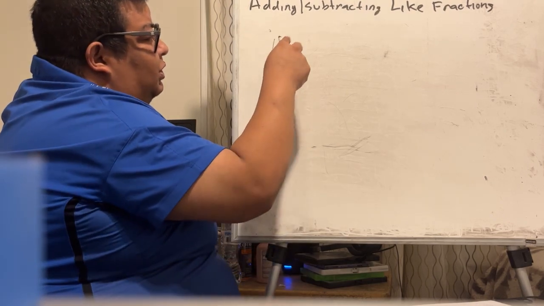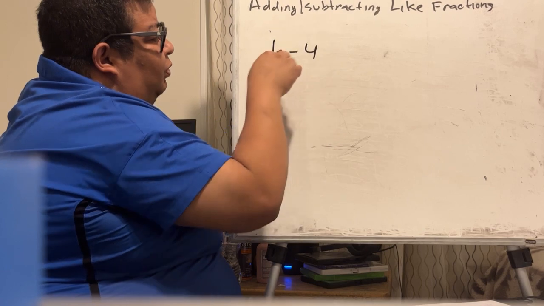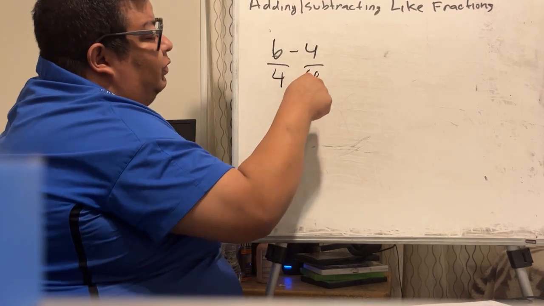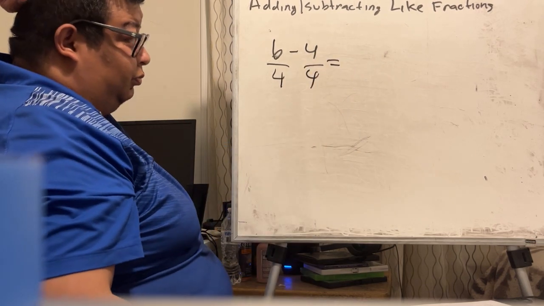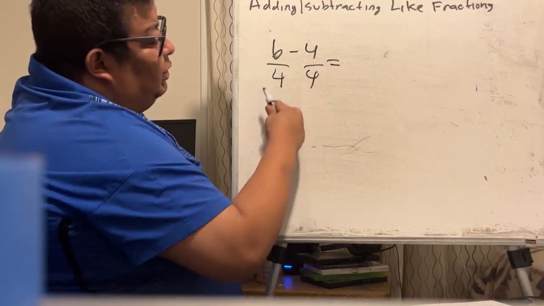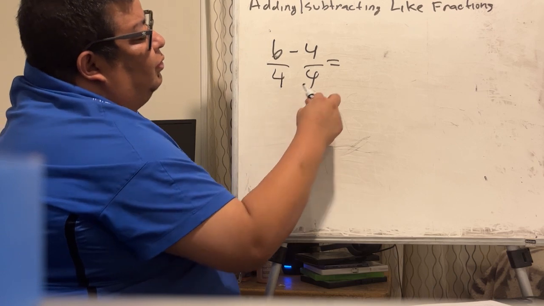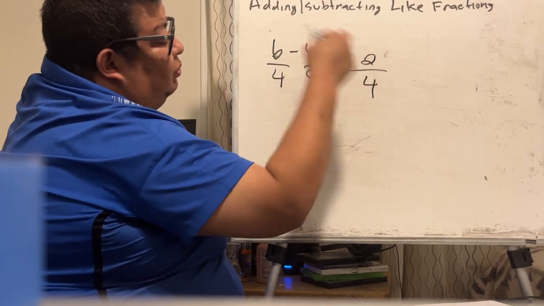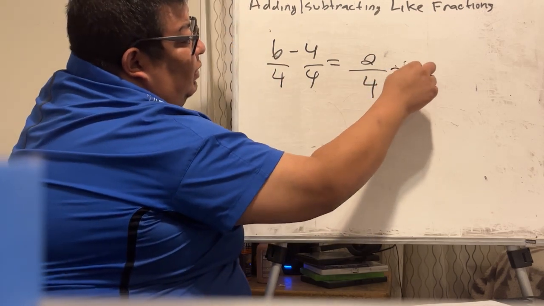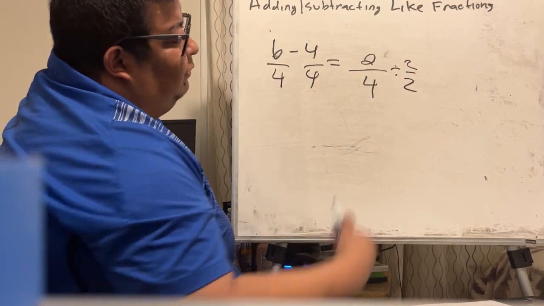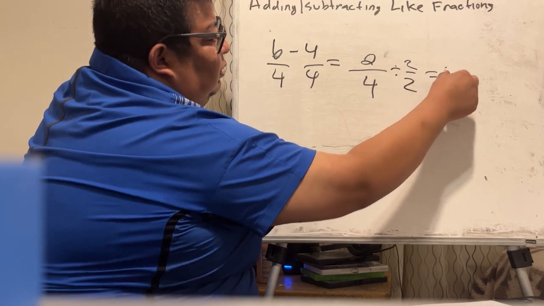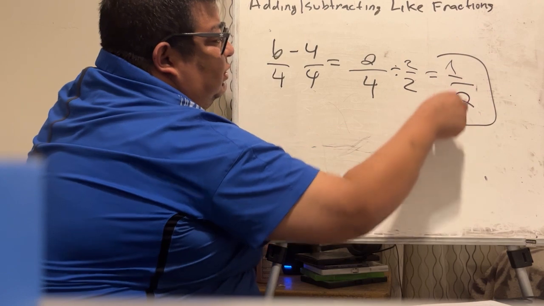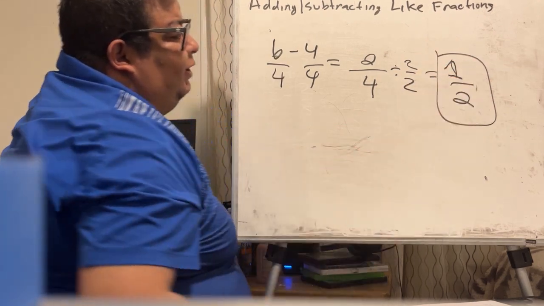Let's look at this one: 6 over 4 minus 4 over 4. Same thing, we have like fractions, 4 and 4. So same denominator, 4. 6 minus 4 is 2. And then you can divide by 2, top and bottom, to get a simplified answer. So 2 divided by 2 is 1, 4 divided by 2 is 2. So the answer is 1/2.